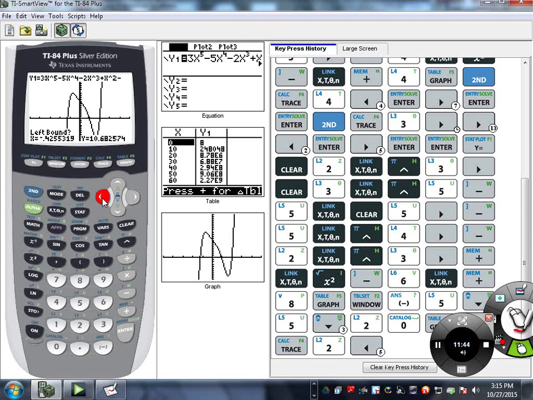So I'm just going to go from left to right. So I'm going to scroll over to the 0 that's furthest to the left. It wants a left bound, so I'll scroll to the left and press enter. Then right bound, and then guess.